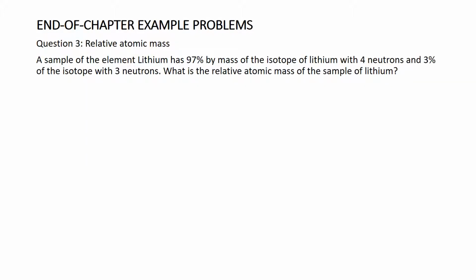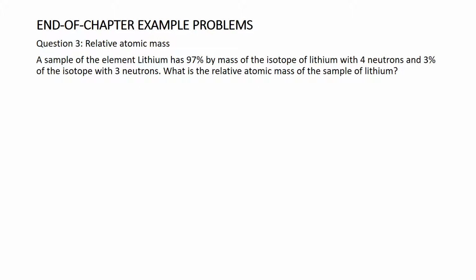Then we move on to question 3, which is on relative atomic mass. Here they're telling us that a sample of the element lithium has 97% abundance of the isotope of lithium with 4 neutrons and 3% of the isotope with 3 neutrons. What is the relative atomic mass of the sample of lithium? So in this question we're given the abundance of an isotope with 4 neutrons.